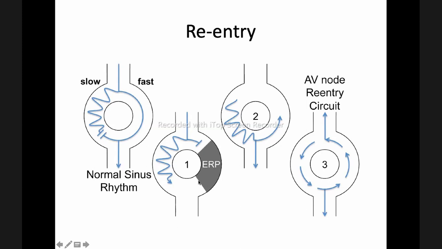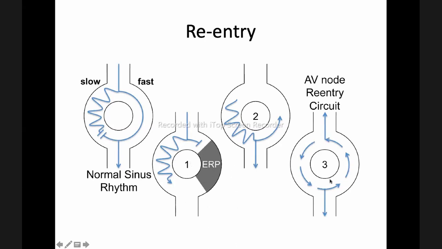Now, the problem arises when you get an ectopic beat that comes in when the fast pathway is refractory, because remember, there's also a period of refractoriness. After it depolarizes, then it undergoes refraction as if it's resting and resetting itself. Then it's ready to depolarize again. So the problem comes when the fast pathway is refractory. It means that the impulse will only go down the slow pathway. And the problem is that by the time it reaches the end here, this one is now ready to depolarize. So it starts going back up the fast pathway, and then it creates a circular motion, which is here.